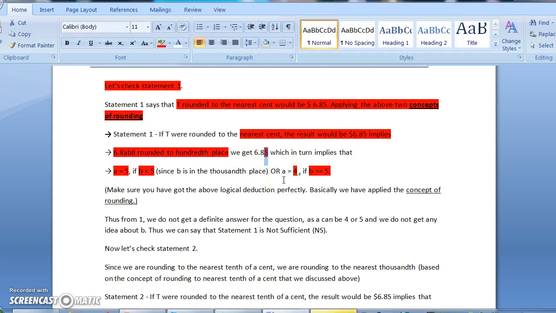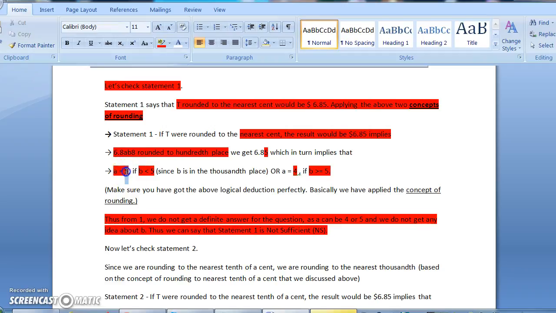Basically, we've just applied the above concept of rounding and interpreted the sentence which says rounding to the nearest cent, which we have understood means rounding to the 100th place after the decimal. Great. Thus, from statement 1, what can we conclude? We are not getting a definite answer. We are getting A either equal to 4 or A equal to 5. So there are two options.